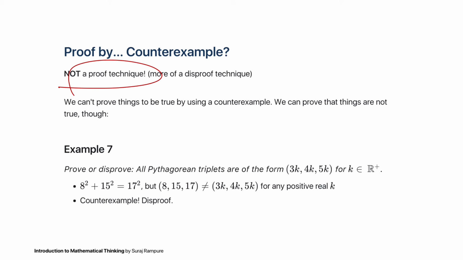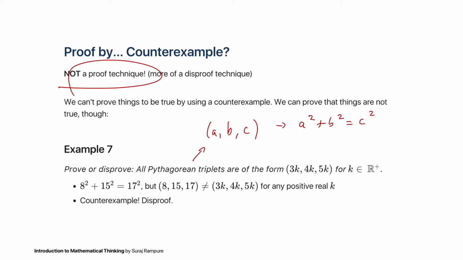So as an example, prove or disprove the fact that all Pythagorean triplets are of the form 3k, 4k, 5k. It's not true because 8 squared plus 15 squared is equal to 17 squared. And by Pythagorean triplet, I mean a, b, c satisfies a squared plus b squared is c squared, okay? It's clearly not true because 8, 15, 17 is a Pythagorean triplet, but it's not of the form 3k, 4k, 5k. Is that clear? So again, this is not a proof by counterexample, but I use the counterexample to show that it doesn't hold.